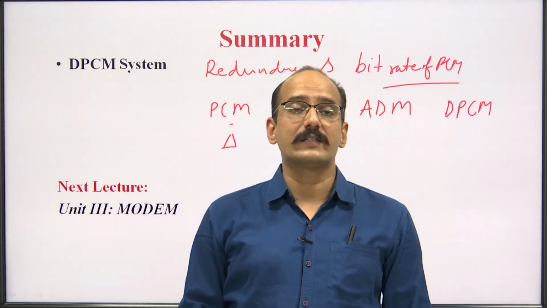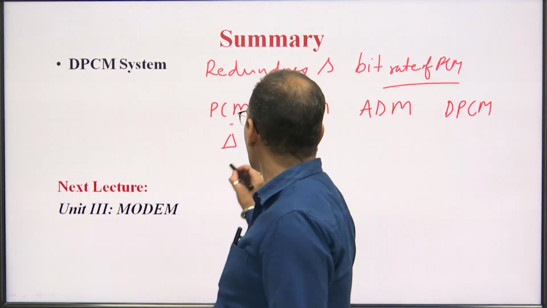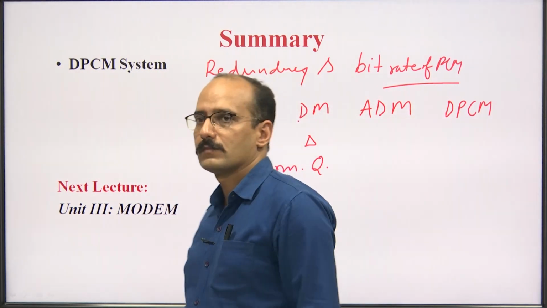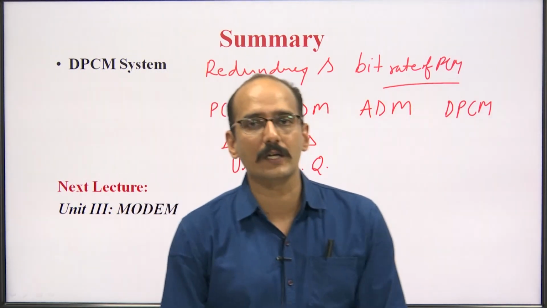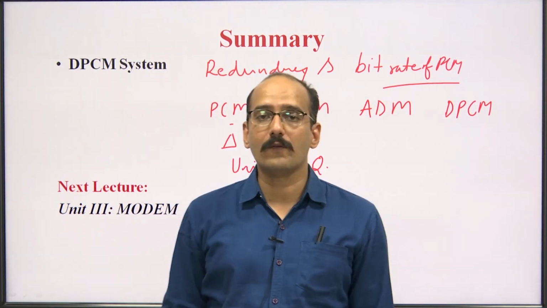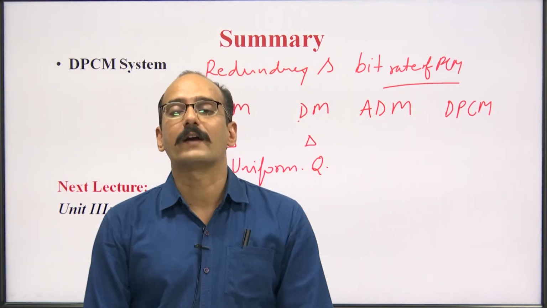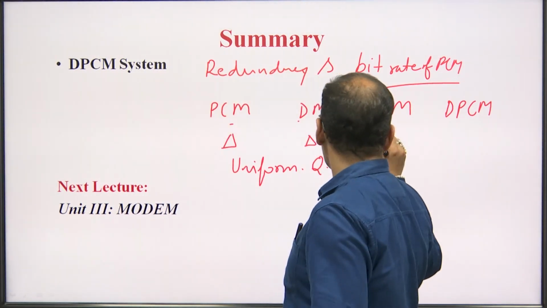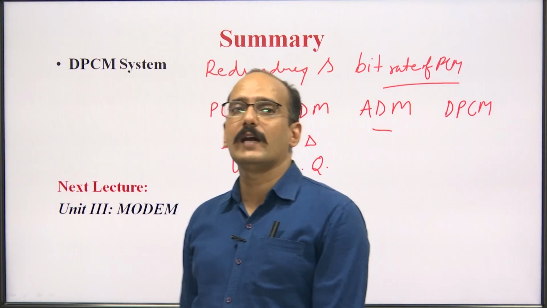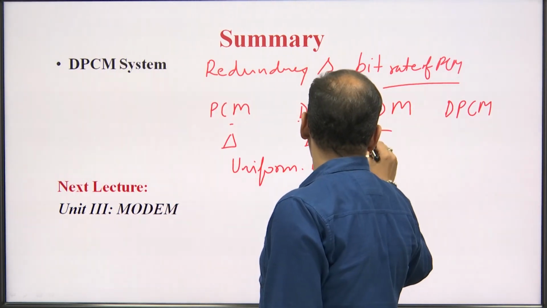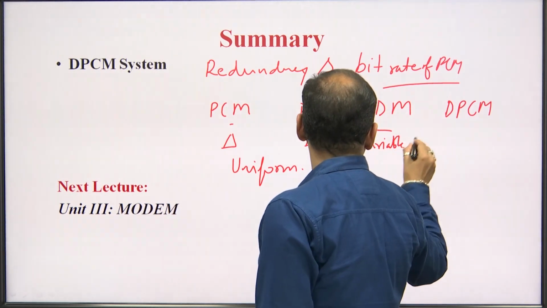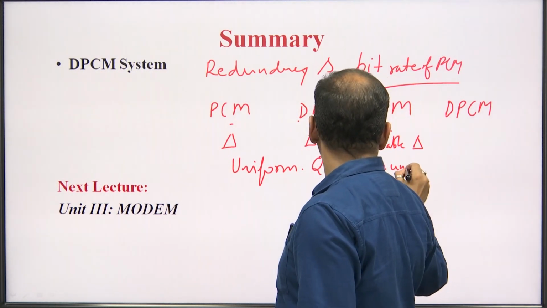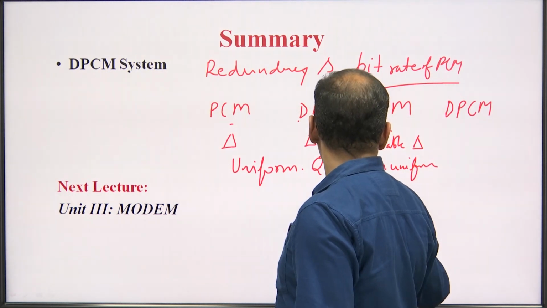Due to that fixed step size, you are using uniform quantization, and because of that uniform quantization, you will get the problem of slope overload distortion or granular noise, which will create distortion. To remove that, we are using adaptive delta modulation. In adaptive delta modulation, we are using a variable step size, meaning here we are using a non-uniform quantization technique.